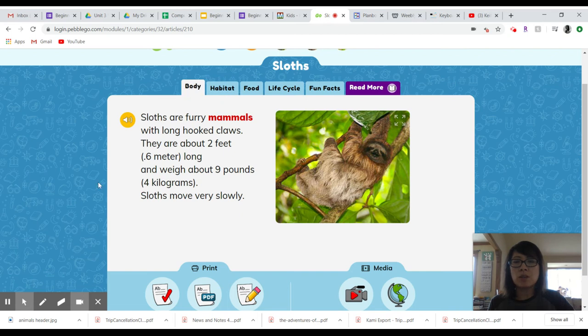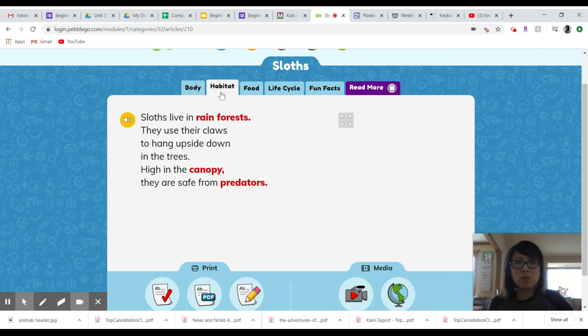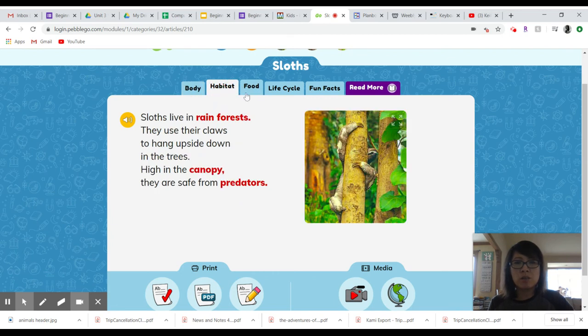There's a whole page that describes the body of a sloth, or just a description of what that sloth looked like. The habitat, which I know is a question on my Google form, right? Where do sloths live? Food, life cycle, and then fun facts. So let's read this habitat page really quick because I know that's one of the questions on my form.